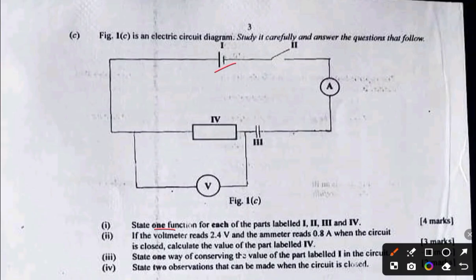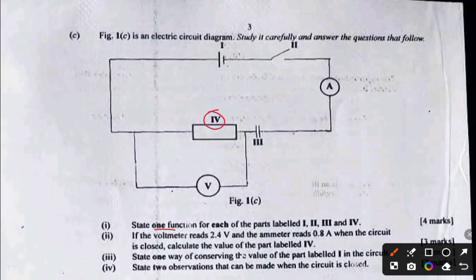So I converts chemical energy to electrical energy. Then II, it opens or closes the circuit. III, which is a capacitor, stores electric charges. And then IV, which is a resistor, it opposes the flow of current.